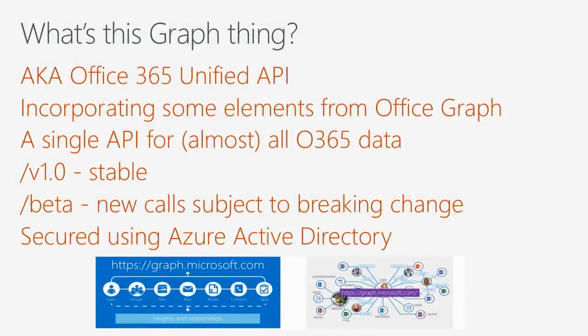So, what the heck is this graph? You may have heard of the Unified Office 365 API, or the Office Graph. Who's heard of the Office Graph? Okay. Does anyone know what the difference is between the Microsoft Graph and the Office Graph? So, the Office Graph is a rich set of APIs designed to give you information that's relevant to you, discovered through things like social distance and relevance, based on mined data from within your Office 365 account.